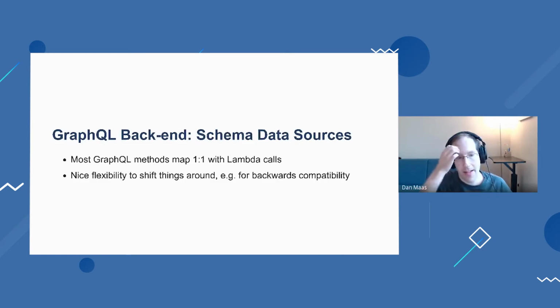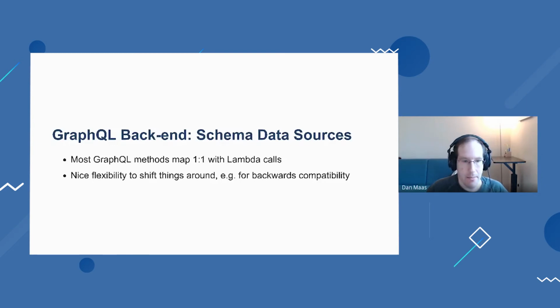So basically the way I built this backend is, the majority of GraphQL methods, whether they're queries or mutations, they just map one-to-one with Lambda calls. One mutation becomes one Lambda call. But what's nice about Appsync is it gives you the flexibility to shift things around, particularly for backwards compatibility.